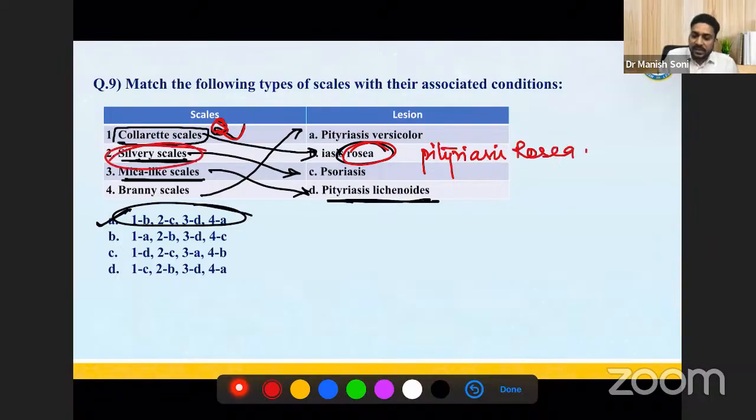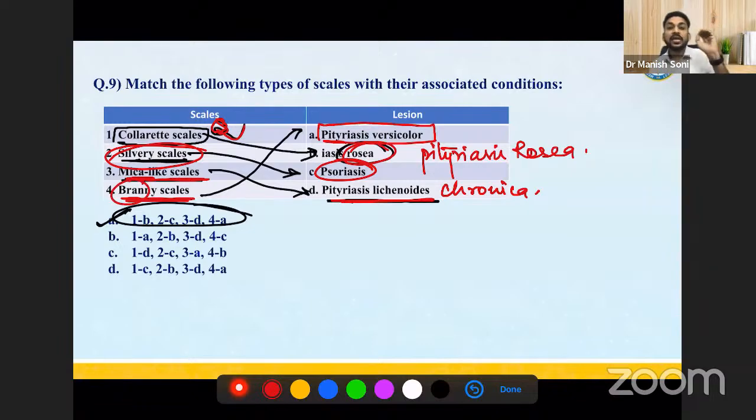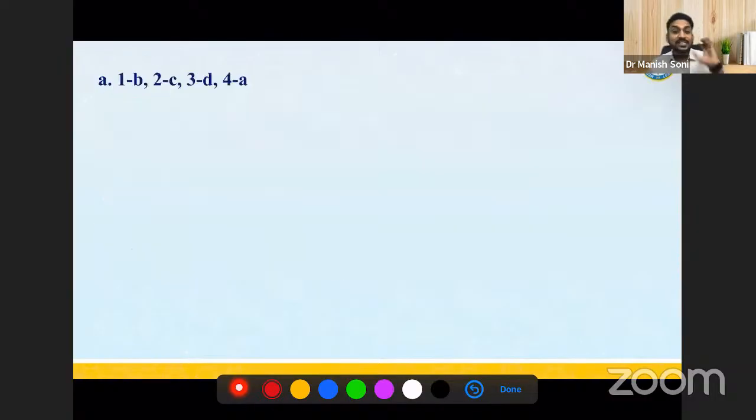While silvery white scales are seen in psoriasis, mica-like scales are seen in pityriasis lichenoides chronica, and bran-like scales are seen in pityriasis versicolor. Here, bran means bhusa, that is very fine, like powder. So bran-like or powder-like, that is powdery scales, are a feature of versicolor. So these scales are very important, and sometimes questions are asked on these scales, like fish-like scales are seen in.